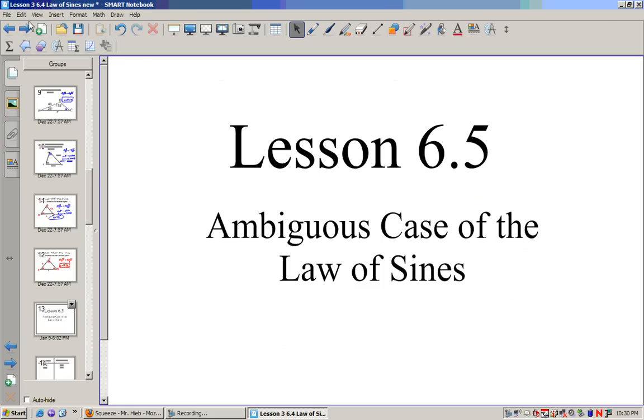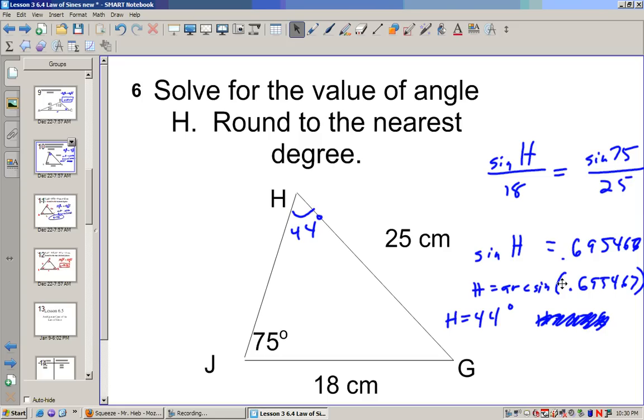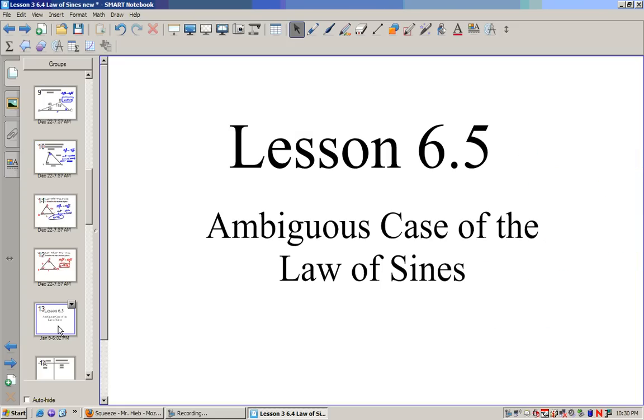All right, so now we're going to get into the ambiguous case of law of sines. And up here you were probably saying this is ridiculous. Why is he doing arc sine? And it's for this case.